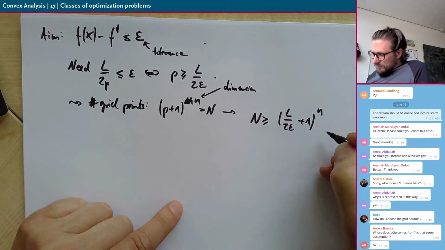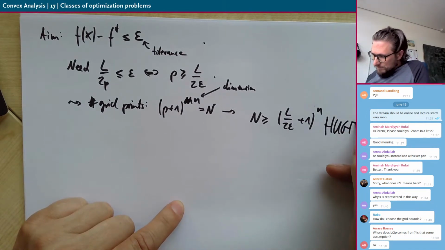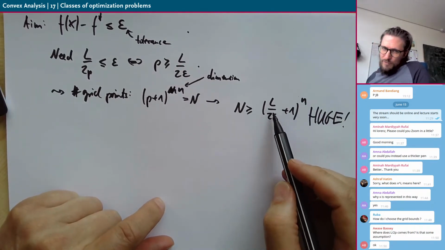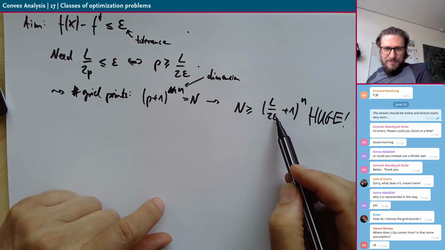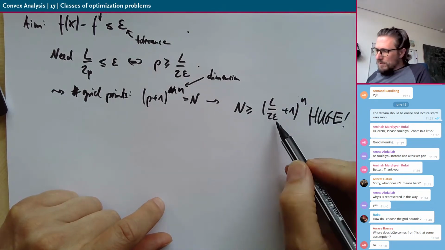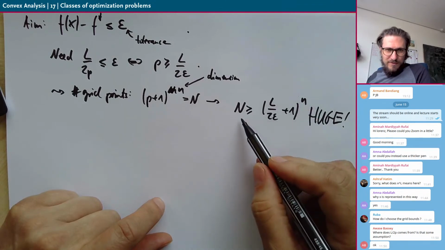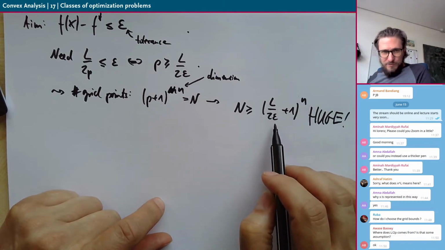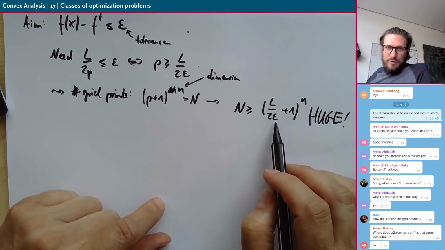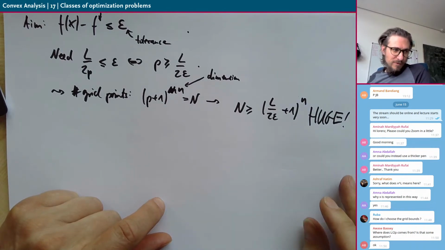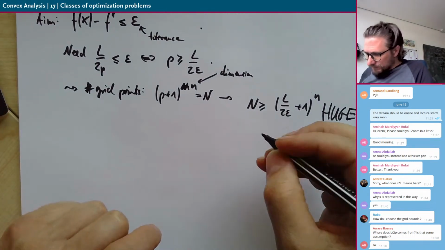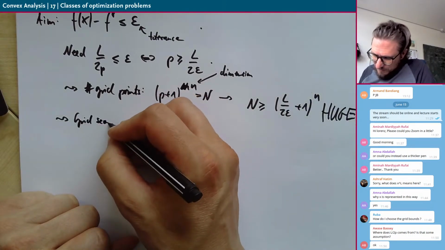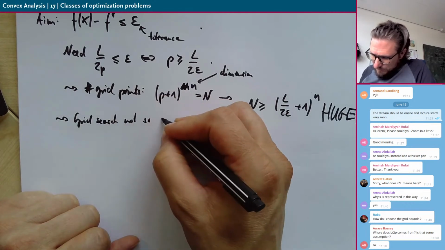And this is huge. That's a very large number. Depending on L of course, but you see if you want to make epsilon just half as small, you need many more points to get just half the accuracy. So this goes very quickly when epsilon goes to 0. It goes to infinity like 1 over epsilon to the n, which is very fast. So maybe the take-home message is grid search is not so good.